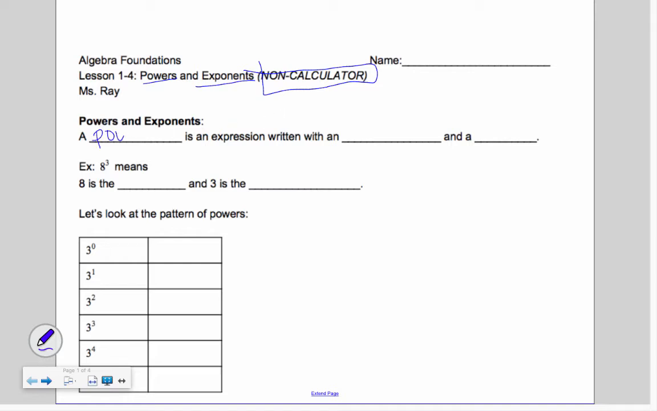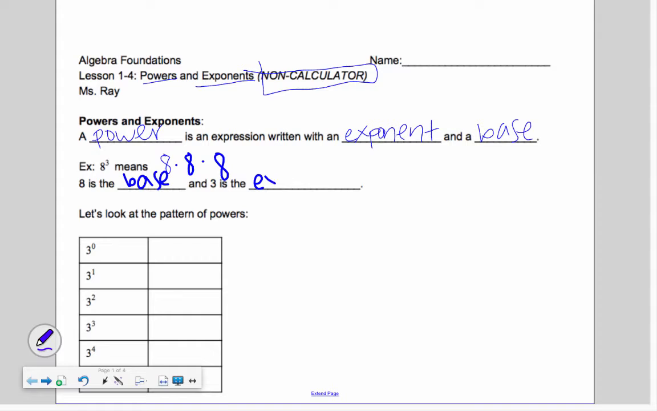A power is an expression written with an exponent and a base. For example, this is 8 to the third power, and this means 8 times 8 times 8. Notice there's no equal sign. When there's no equal sign, that is an expression. In this example, 8 is the base and 3 is the exponent.